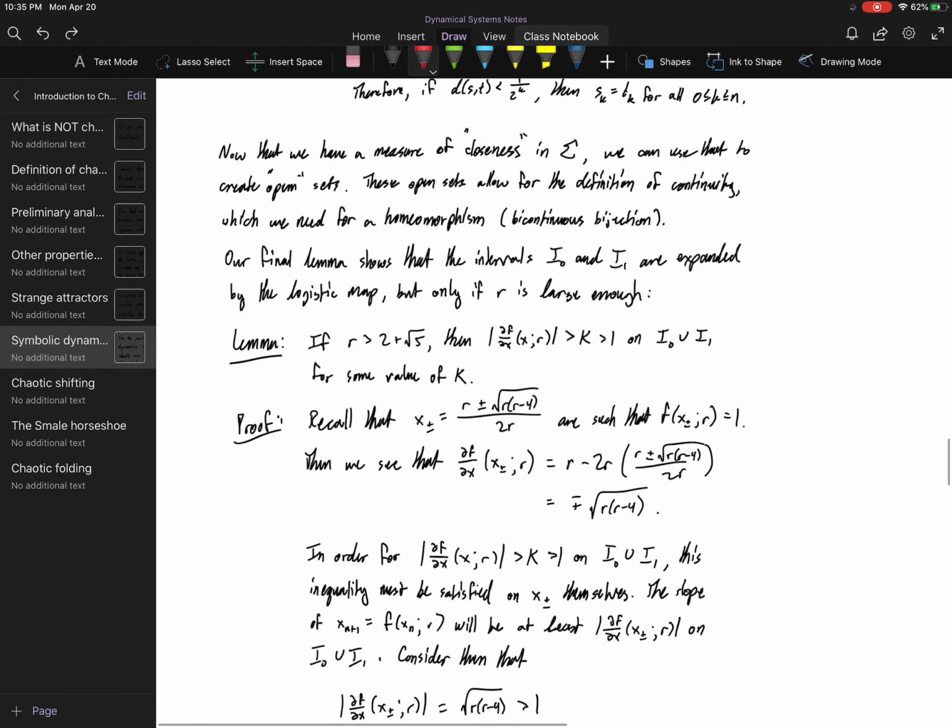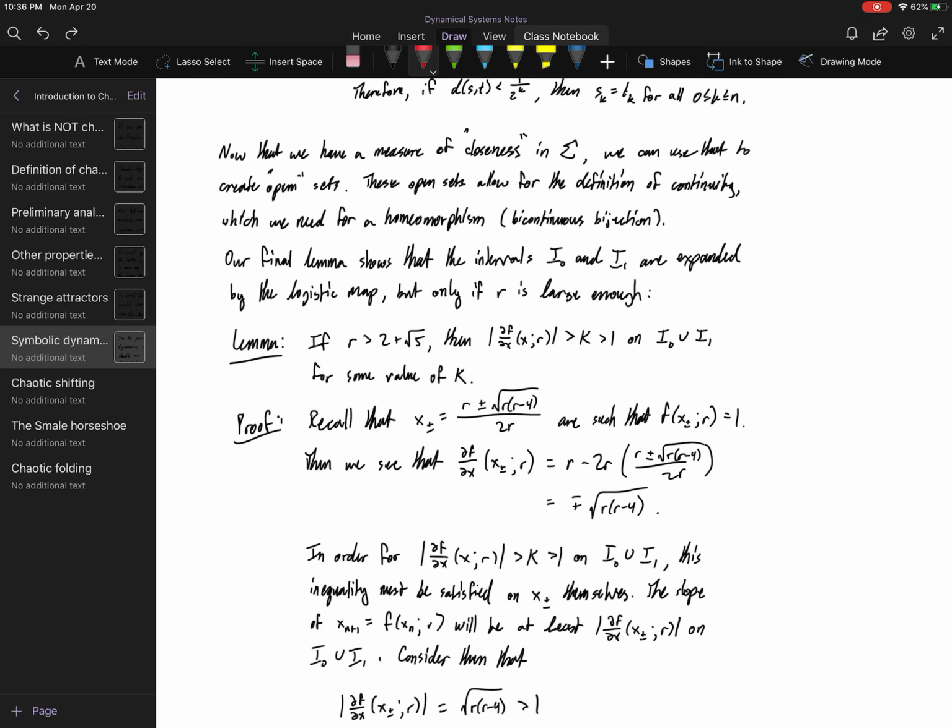So our final lemma is to show that the intervals I0 and I1 that we looked at upstairs are actually expanded by the logistic map, but only if this factor of r is large enough. The lemma says that if r is greater than 2 plus root 5, then the dilation factor is bounded below by some number that's greater than 1. That's what this k is doing here. It doesn't matter if it's a positive or negative value, but if it's greater than 1 in magnitude, then we effectively have something that is expanding the intervals. It's expanding space nearby.